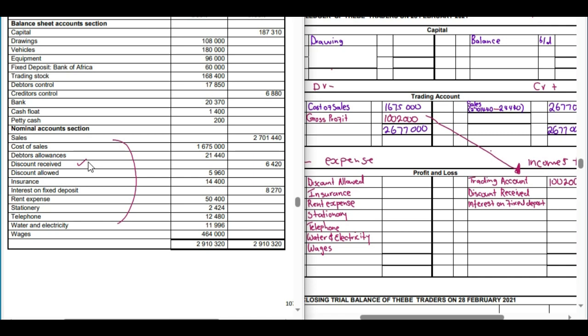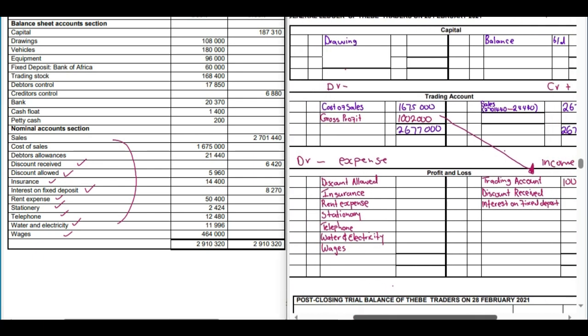Received. And then we also have interest on fixed deposit. So those are the two incomes that we have, and then the rest will be our expenses, such as discount allowed, insurance, rent expense, stationery, telephone, water and electricity, as well as wages. And I already recorded them under my debit side.